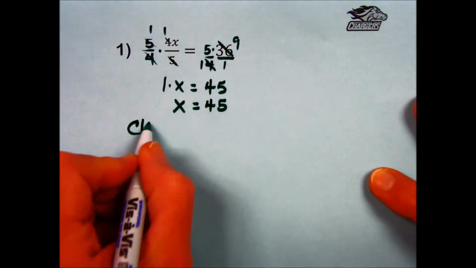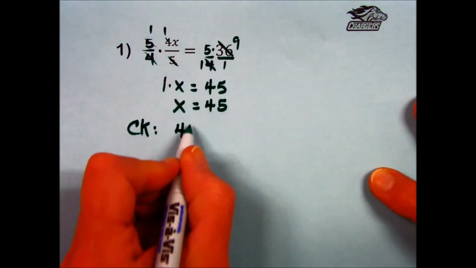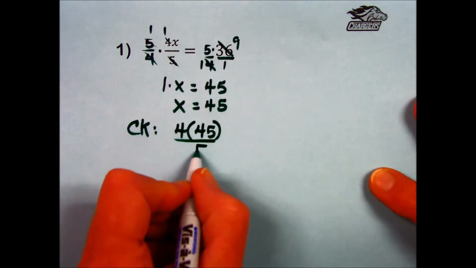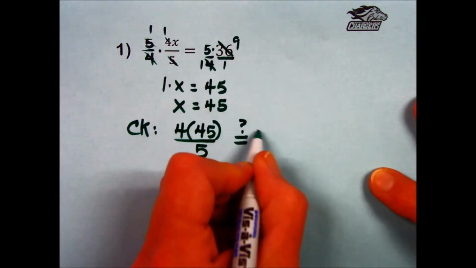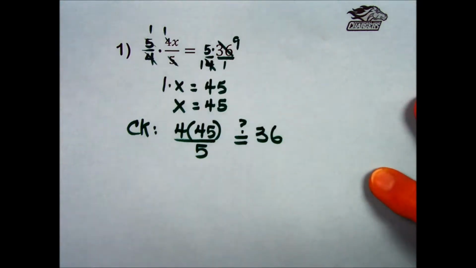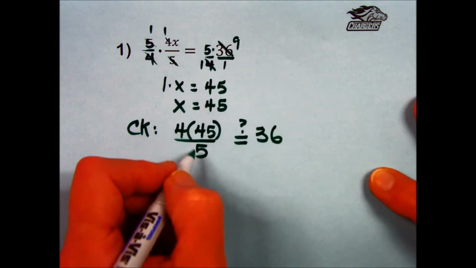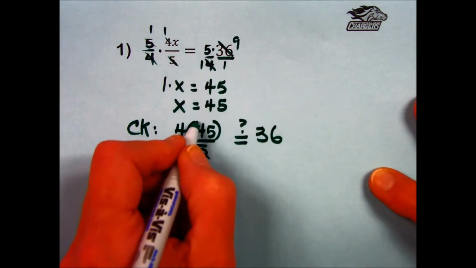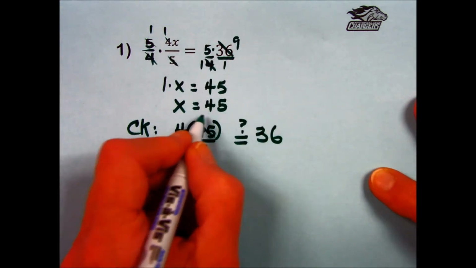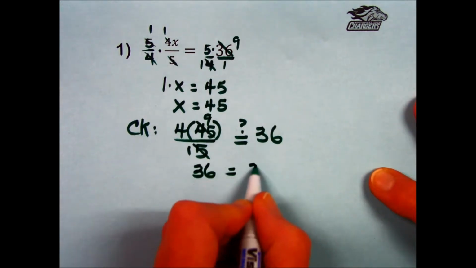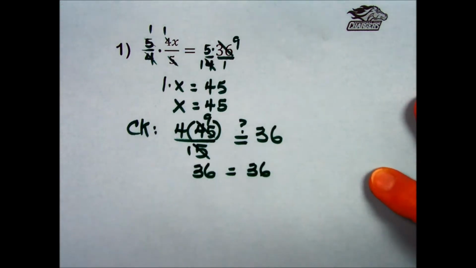Checking that solution, 4 times x, which was found to be 45, divided by 5, does it equal 36? Well, reducing this before doing the multiplication, 5 divided by 5 is 1, 45 divided by 5 is 9, 4 times 9 is 36. True expression, meaning our solution is correct.